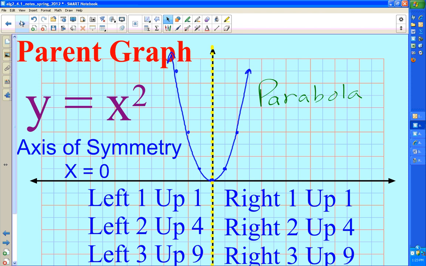Please memorize this tonight. You need to be dialed on the parent graph. Now, the other component that they really spend a lot of time on in this chapter with parabolas is called the axis of symmetry. An axis of symmetry, what does symmetry mean? Equal on both sides.